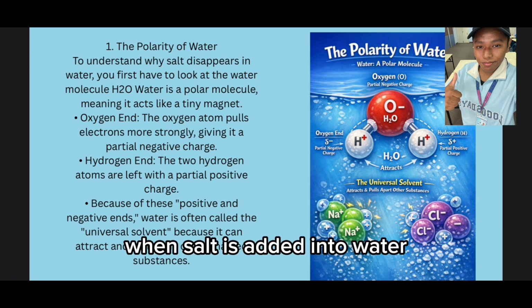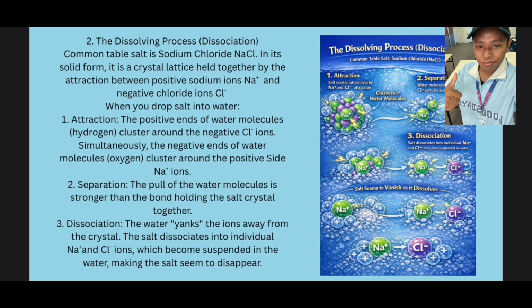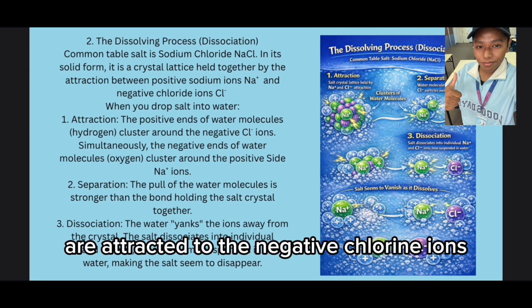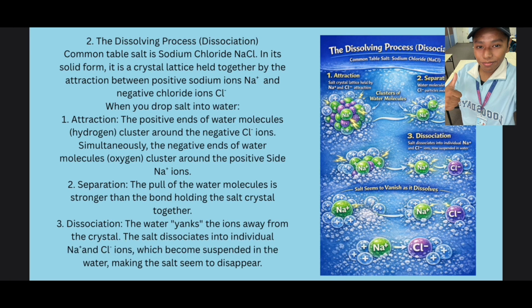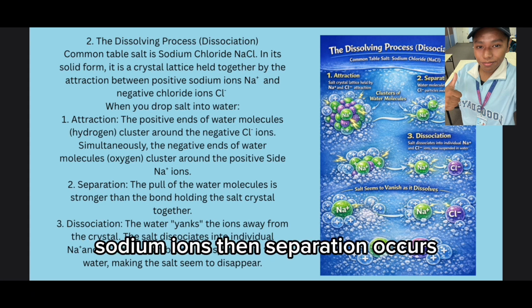When salt is added into water, a process called dissociation occurs. First, attraction happens. The positive hydrogen ends of water molecules are attracted to the negative chloride ions, while the negative oxygen ends of water molecules are attracted to the positive sodium ions.